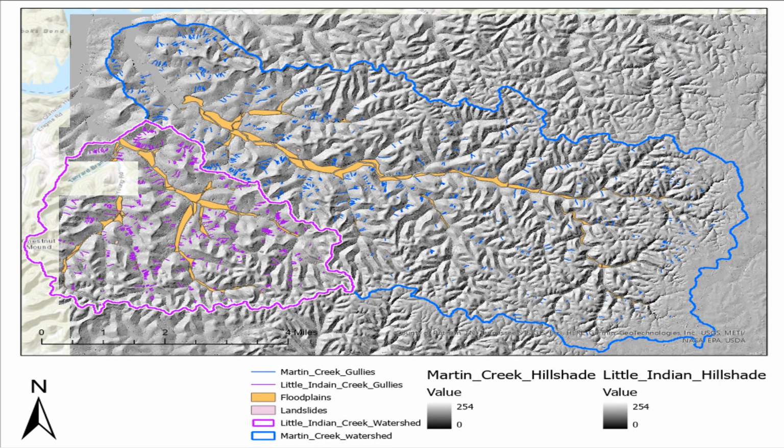This map shows the overall view of the two watersheds, with Martin Creek being in blue and Little Indian Creek being in purple. It also shows all floodplains, landslides, and gullies marked in each.